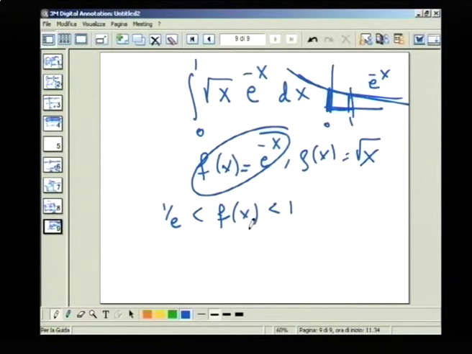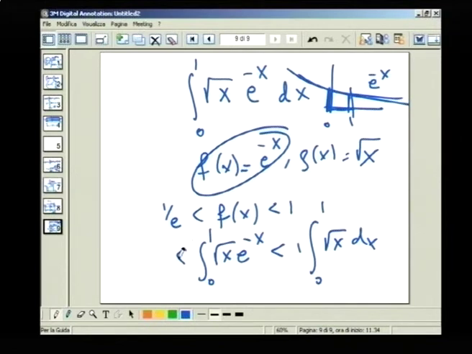So since f of x is bounded by capital M and small m, now you can say that the integral from 0 to 1 of square root of x times e to the minus x is less than 1 times the integral of the square root of x from 0 to 1, and it is greater than 1 over e times the integral, again from 0 to 1, of the square root of x dx.